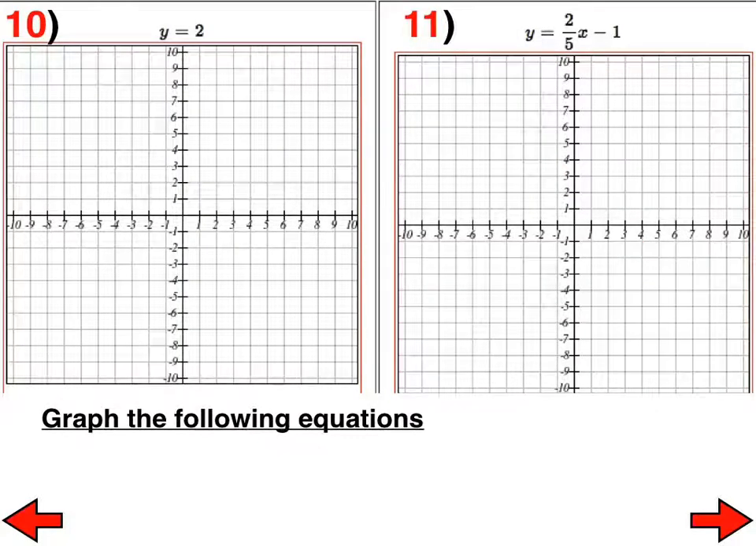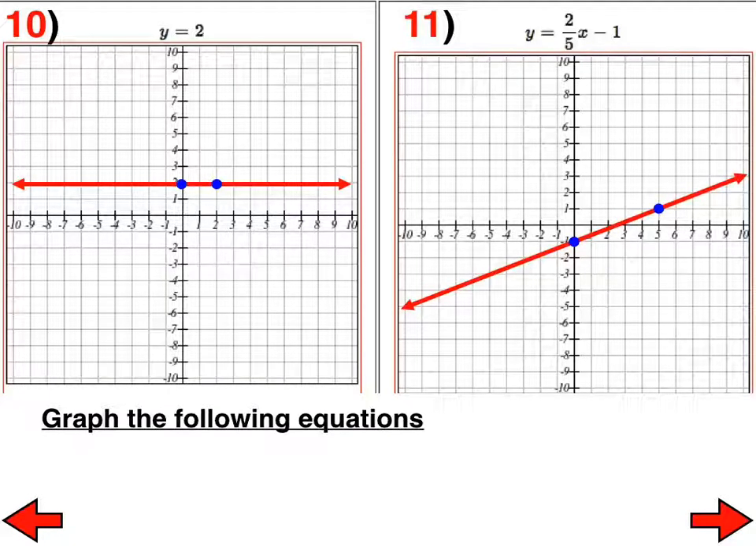Number 10, another one variable equation. We know at that point it's either going to be vertical or horizontal. Y is always positive 2 in this one, so that's a horizontal line going through y equals 2. Remember, the slope of that is 0. Number 11, we know this line better be going uphill from left to right because it has a positive slope. So we start at 0, negative 1, and we will rise 2 and run 5. And that's what your line should look like.